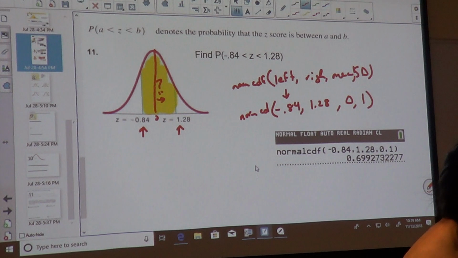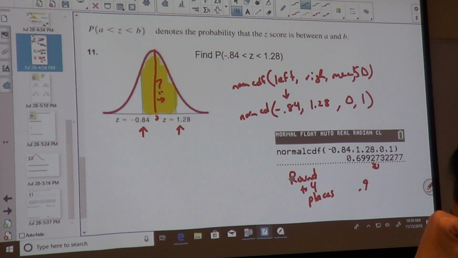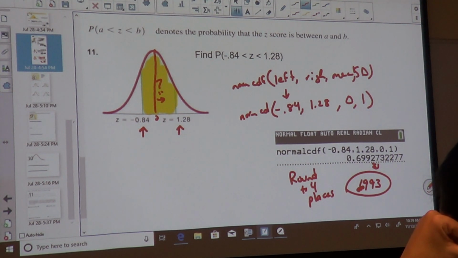Yes? Would you round that up to 70%? Yeah, if they told you to round it to, and my math lab usually says round to 4 places, it would be 0.6993. Good question. Cool?